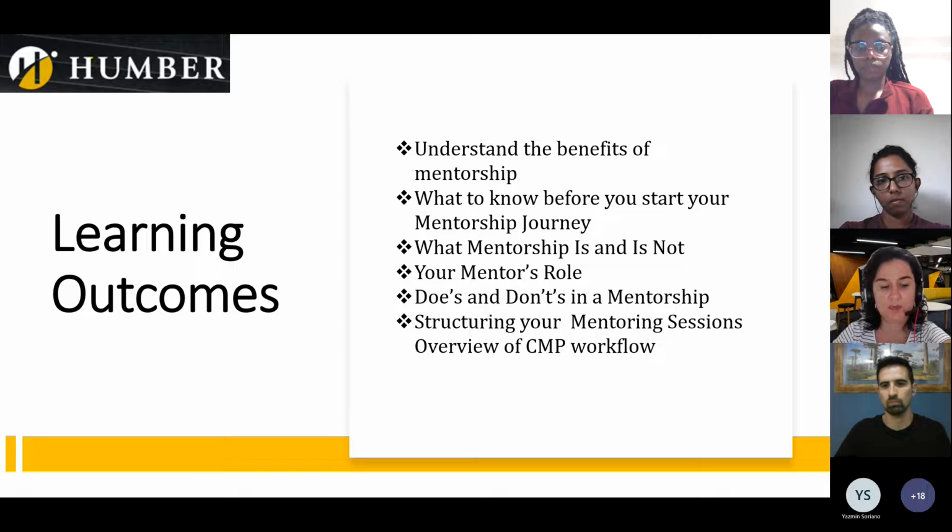And at the end, I'm going to do an overview of the career mentorship workflow, which is a workflow that we have created to keep track of your progress as you move forward with the program. And only students who are going to be officially accepted and paired with a mentor will have access to that workflow. So let's get started.